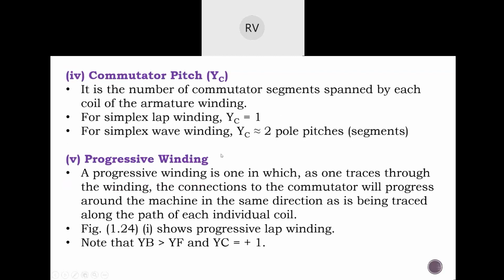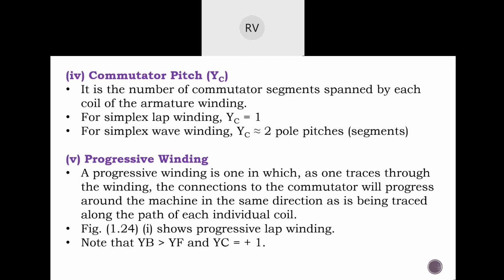Next is the commutator pitch. It is the number of commutator segments spanned by each coil of the armature winding. Commutator pitch is the number of commutator segments spanned by each coil of the armature winding. So how many commutator segments are there in a coil of a winding? That is the commutator pitch.